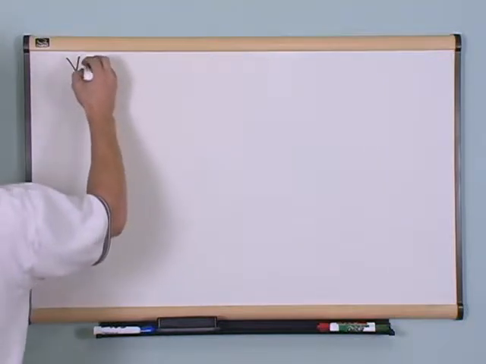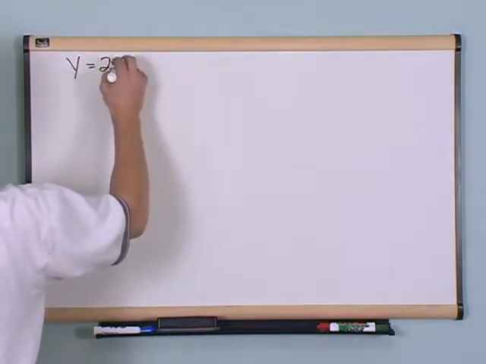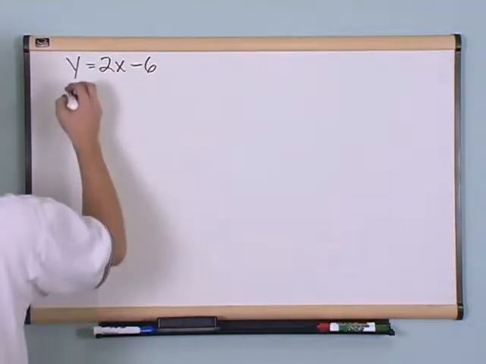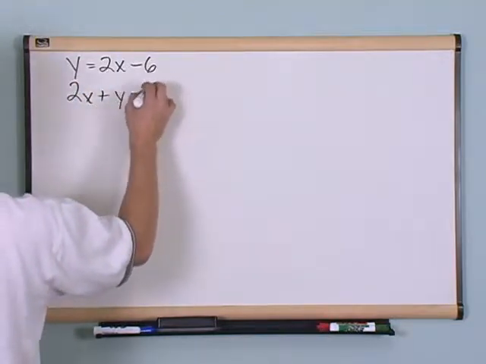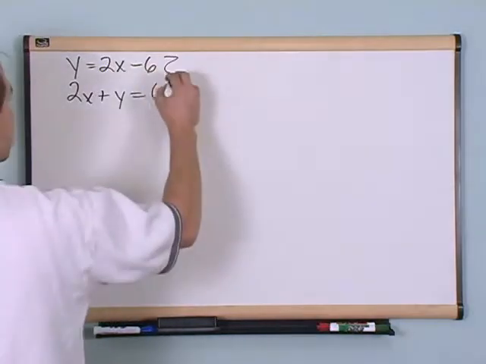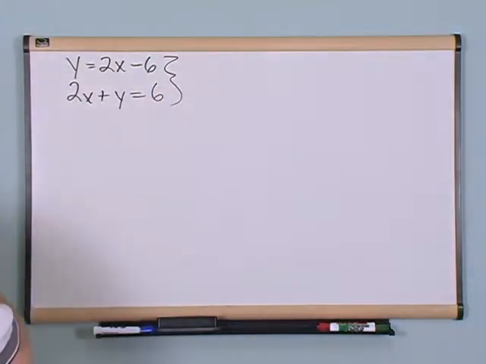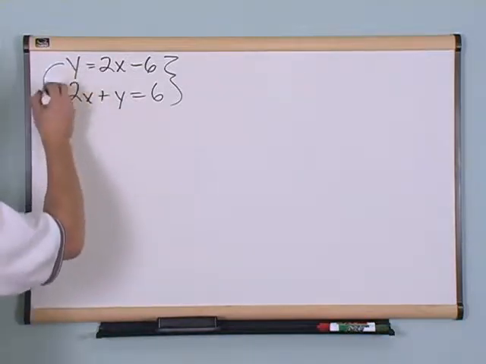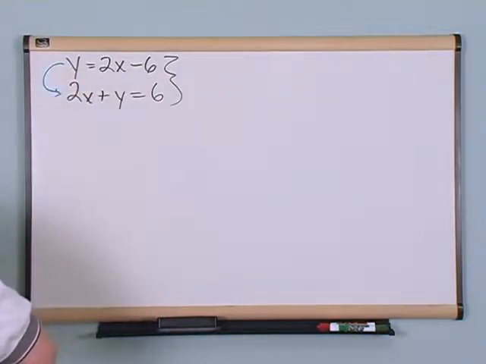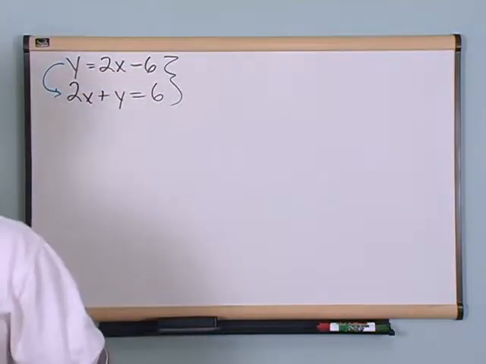Let's say we have another system. y is equal to 2x minus 6, and another equation, 2x plus y is equal to 6. This is my system. What I'm going to do is take this equation and plug it in here. The reason I'm going to do that is because this one is already solved for y. So half my work's already done for me.